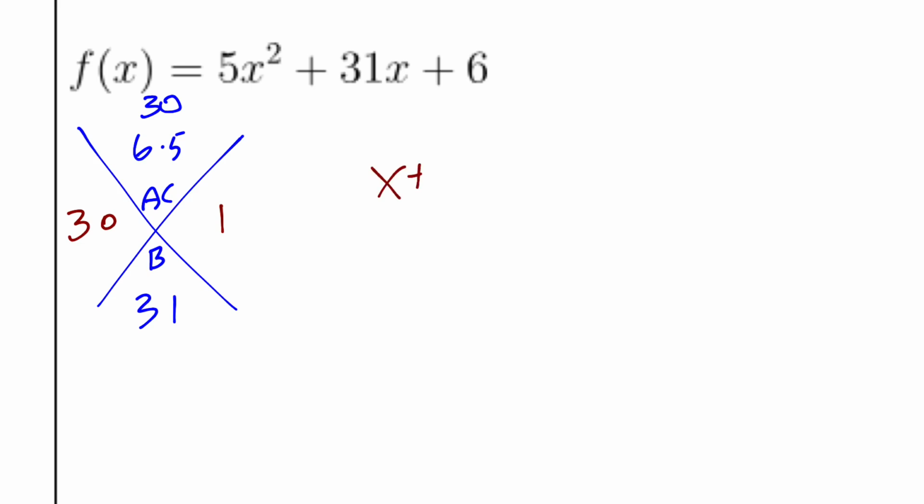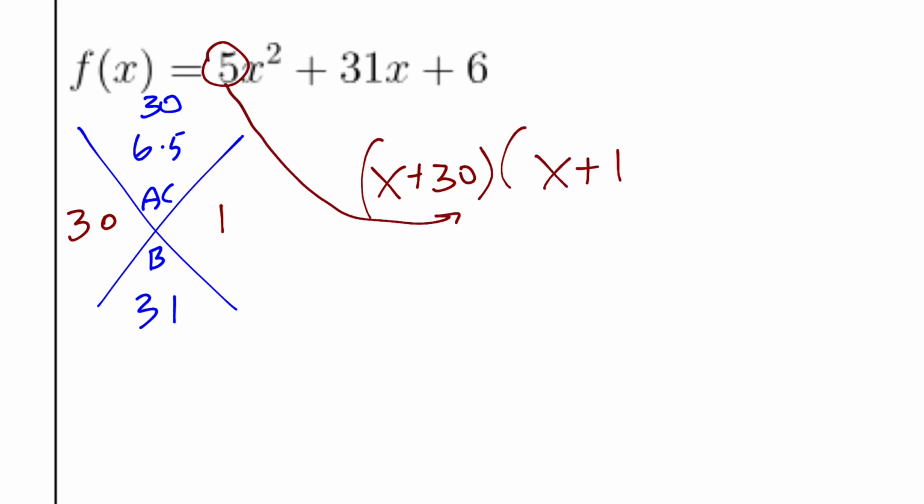So if I write out my factors like this in factored form, I can then take this 5, and I'm going to divide by 5 on both of these.